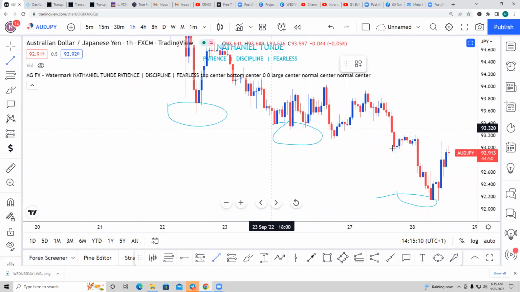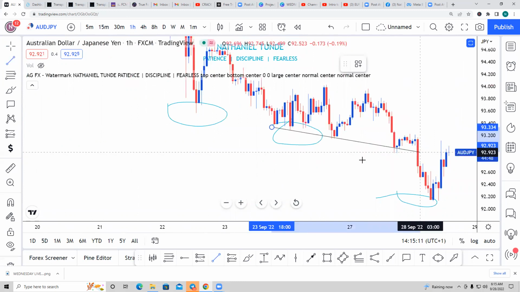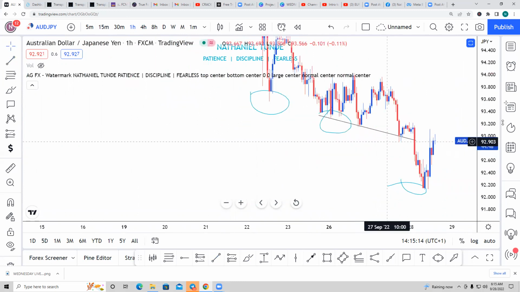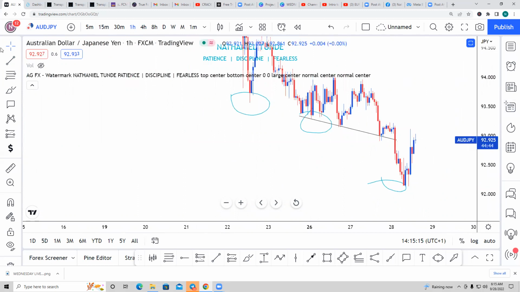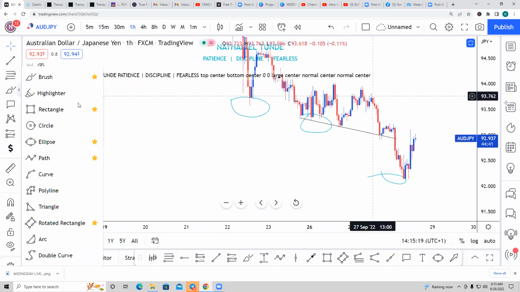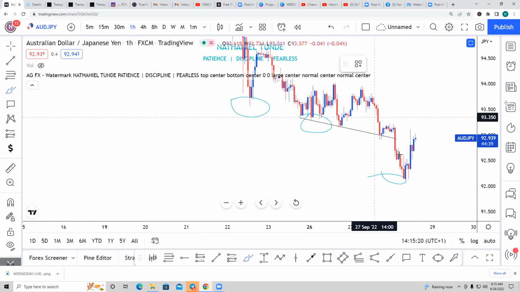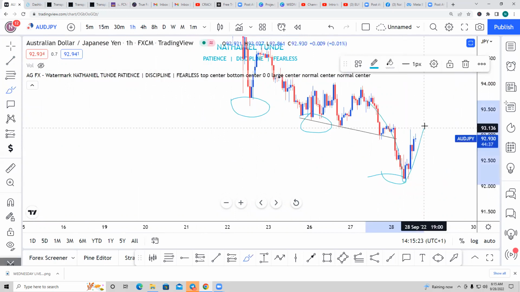You notice that you have equal level here. Do you notice you have equal level right here? Okay, what happened to that equal level? That equal level is broken ferociously to the downside and immediately comes back to the upside. Do you notice that? So what has it done? What has it done here, guys?